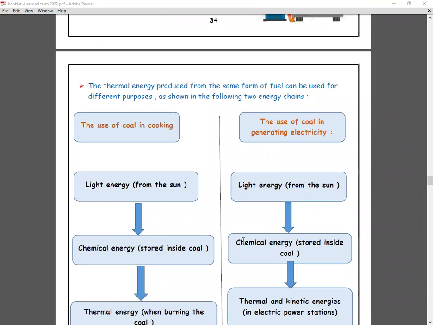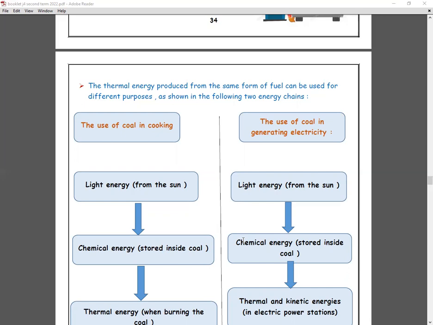Now we will take one example of the fuels, which is coal, and make two energy chains from the coal for two different purposes. Don't forget that we saw before what is meant by energy chain: it means the sequence or arrangement of the energies when we use any device. So now we will start with two energy chains. Both of them explain how we start from the coal and how we end with two different uses for the coal at the same time. So to produce coal, at first we need light energy from the sun. Why?